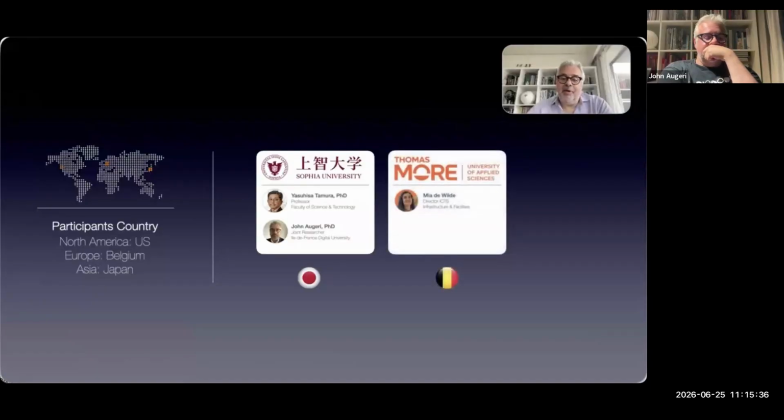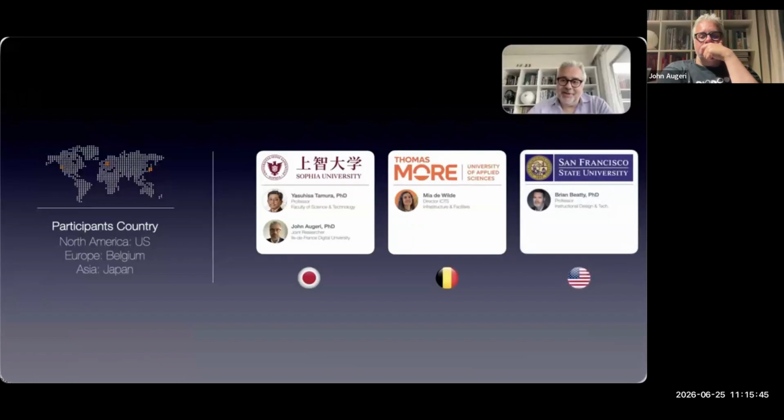And we were very happy to have with us Mia De Wilde, who is director of the ICTS at Thomas More University in Belgium, in Antwerp area. And for the US part, Brian Beatty. No need to present him at San Francisco State University. So thank you again, Brian and Mia, again for your contribution to all of this.